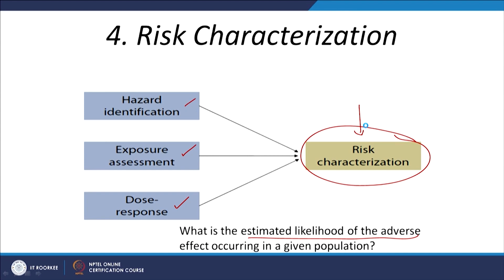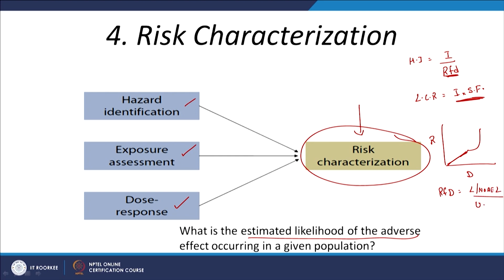How do I do that again? For, let us say, non-carcinogens, I can calculate the hazard index. That is going to be equal to the intake that you calculate divided by the reference dose, right. And for carcinogens I am going to calculate the lifetime cancer risk, that is going to be equal to the intake times the slope factor, right. And slope factor again, how do I get that? As you see there from the dose response curves and such, I can get the slope factor, dose and response, right. And reference dose, how do I get the reference dose? As we talked about earlier, reference dose is either LOAEL or NOAEL divided by the uncertainty factors, right.